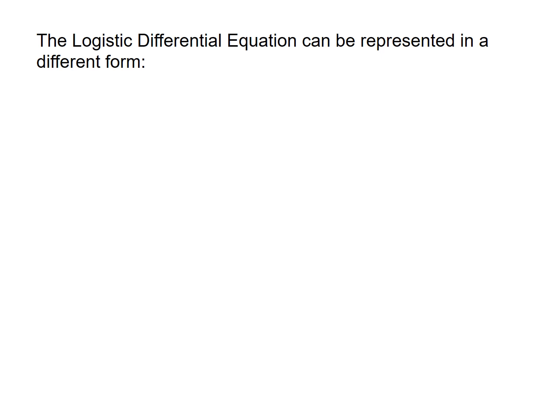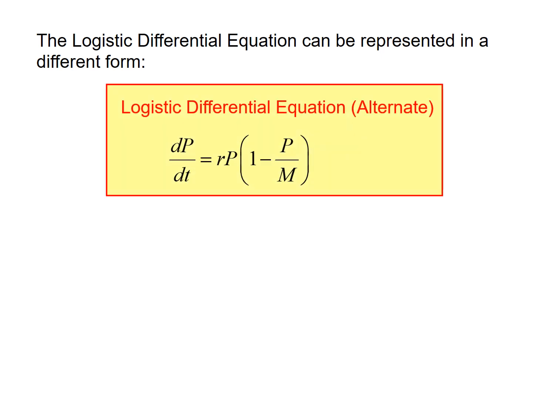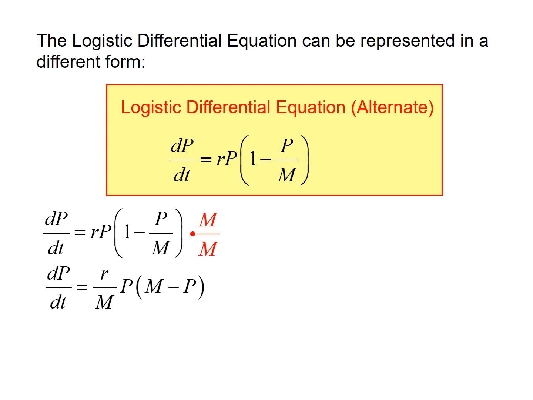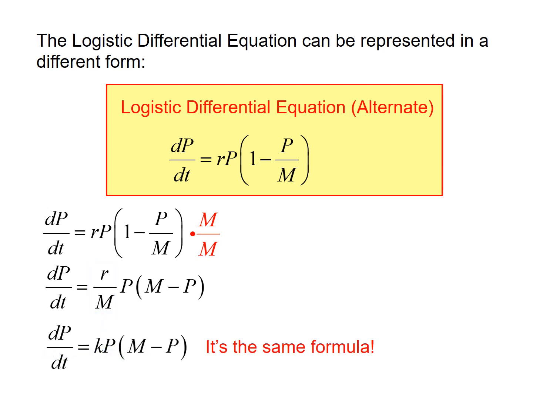Now we can represent this equation in a different form. dP/dt equals r times P times (1 minus P over M). And I just want to show you that this really is the same formula. If we multiplied by M over M, we'd get r over M times (M minus P), and we can just rename r over M, and it's the same formula. But you're likely to see it written in either form, so we definitely need to recognize both of these as being logistic differential equations.